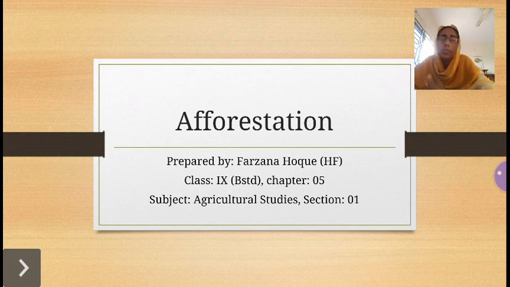In this class we will discuss several types of forest in our country and their resources. In this part 2, we will discuss several types of forest, and I think you are already familiar with some of them. So we will discuss their resources in this class. Now you may have a question: what are the resources of the forest?